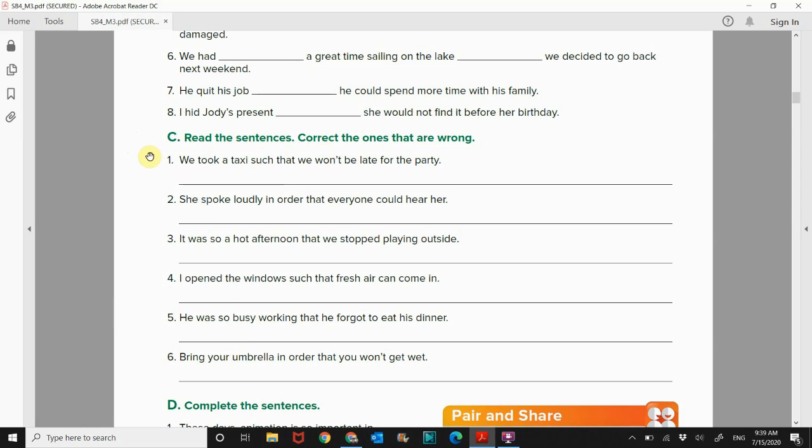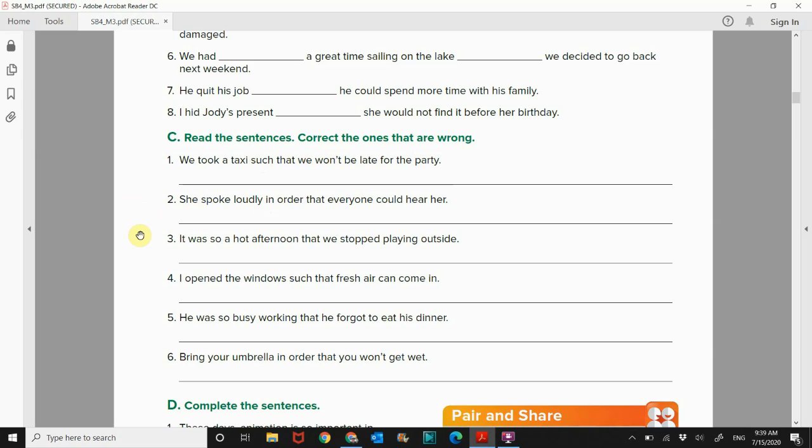Let's read number 1. We took a taxi such that we won't be late for the party. All right, this one is incorrect. There's no nouns in between these. So we took a taxi so that we won't be late for the party. Number 2, she spoke loudly in order that everyone could hear her. This is correct.